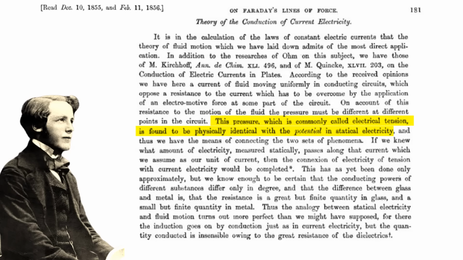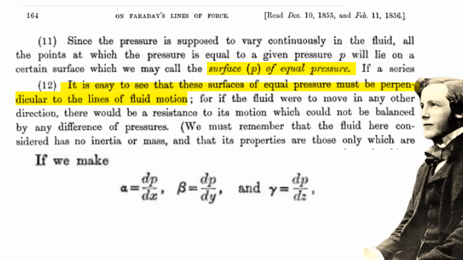Among the many ideas that Maxwell mathematically modeled in these papers was the idea of areas of equal pressure, P, around the sources or sinks, that was equivalent to both the voltage of a battery, they called the electric tension, and the potential in static electricity. In addition, inspired by how Thomson modeled pressures and temperatures, Maxwell decided that it is easy to see that these surfaces of equal pressure must be perpendicular to the lines of fluid motion.